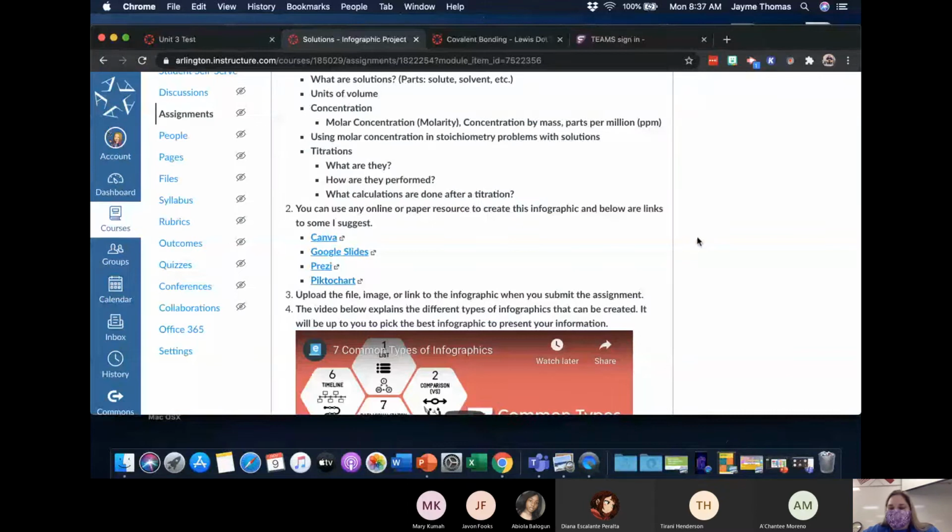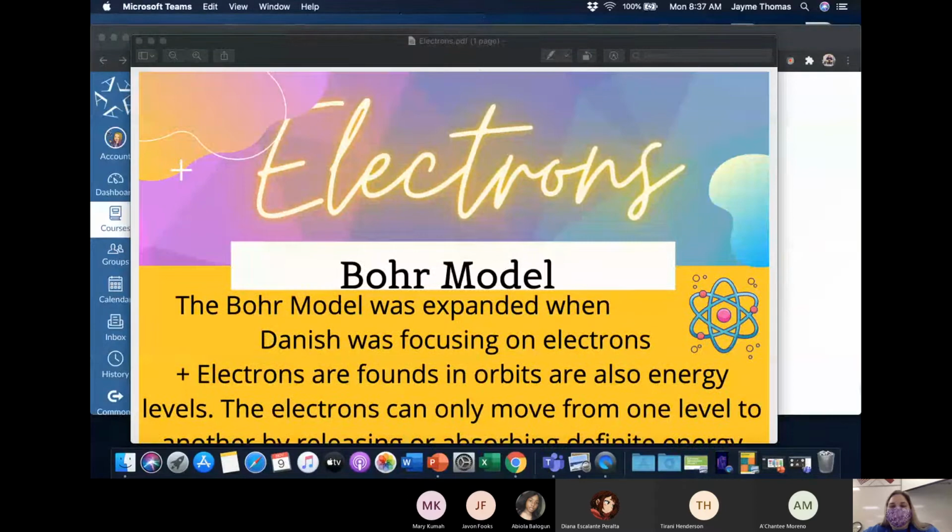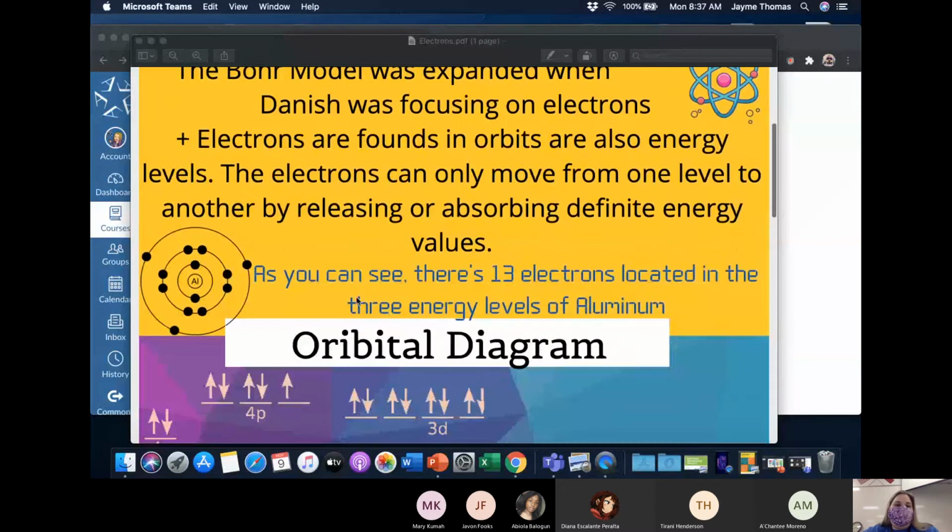is because I had my 10th grade chemistry students, the advanced chemistry students, do a similar project like this over electrons a few weeks ago. And so this is somebody who used Canva, and this is what they ended up with. So, I can see here's their title, it's electrons. Here's their subtopic. They're going to talk about the Bohr model. Here's their information. They have an image that's labeled. It kind of tells me what's going on here.